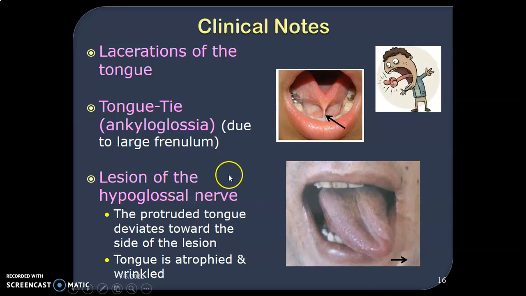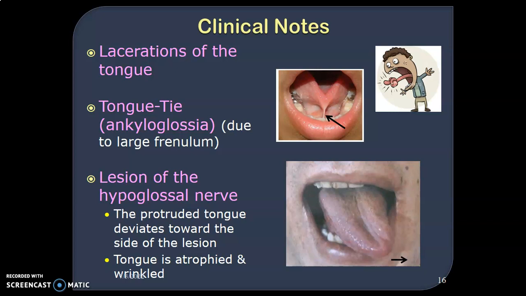Then, lesion of hypoglossal nerve. You tell the patient to protrude the tongue. If there is a lesion of the right hypoglossal nerve and you tell the patient to protrude the tongue, it will deviate towards the right side, towards the side of the lesion. This is different from facial nerve.